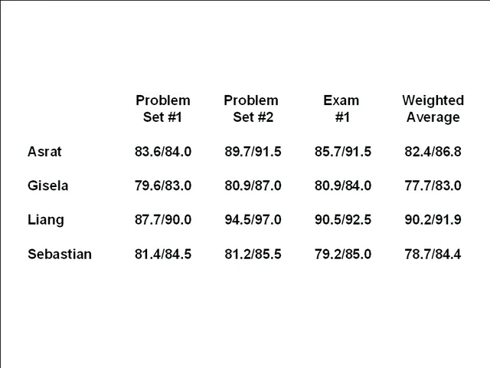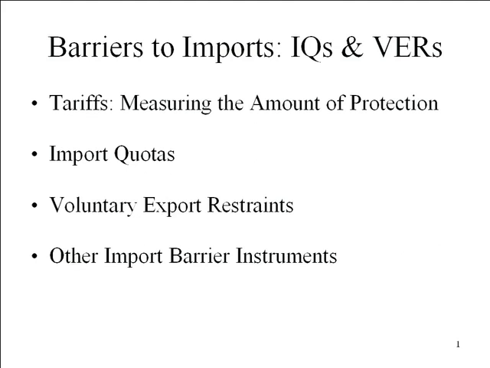So today, we're going to finish up on tariffs, and then talk about a couple of other barriers to imports: import quotas, voluntary export restraints, and that's easy for me to say, a mishmash of other types of barriers that exist out there as well.